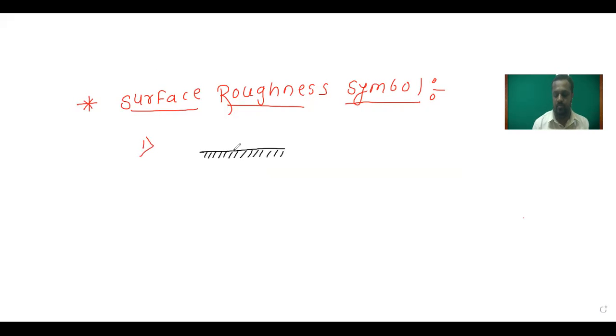Before going to that symbol, I want to say one point here. What is the need of the surface roughness symbol? Why are we going to study that surface roughness symbol? Because from the surface roughness symbol, we will get the following information. We will get which production method was used.